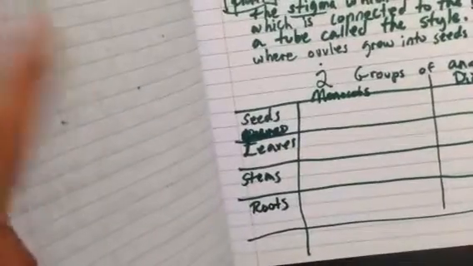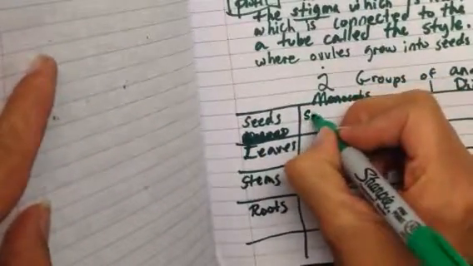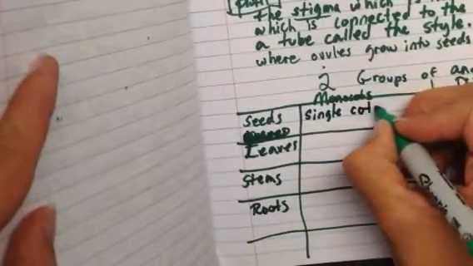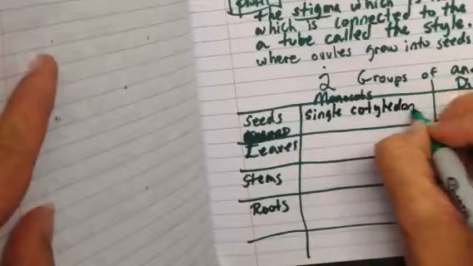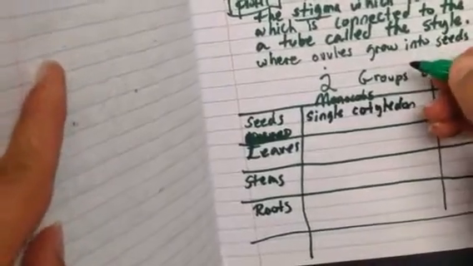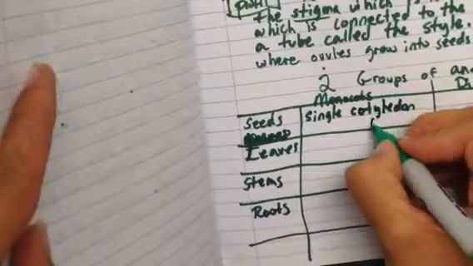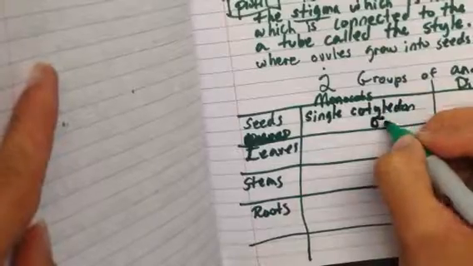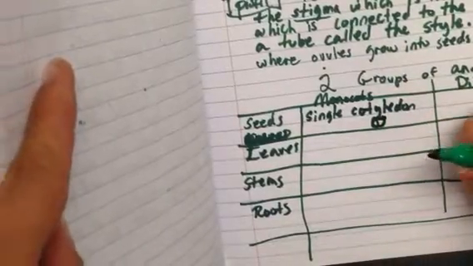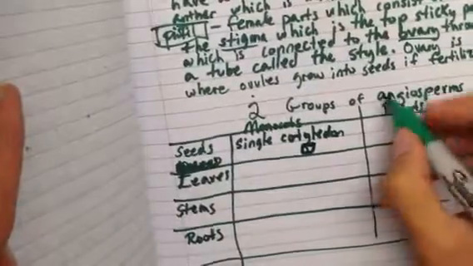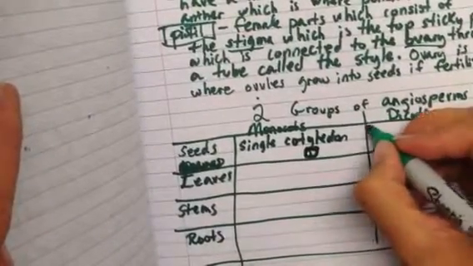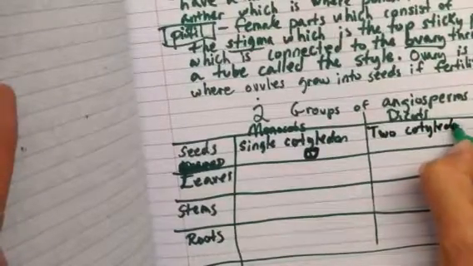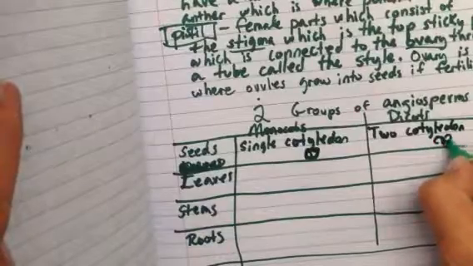Okay, so the seeds of monocots, what distinguishes them is that they have a single cotyledon, those little leaves that are part of the embryo. So I'll just draw a single leaf coming here. Whereas in a dicot, we have two cotyledons, which is why it's called a dicot. So we have our seed with two leaves.